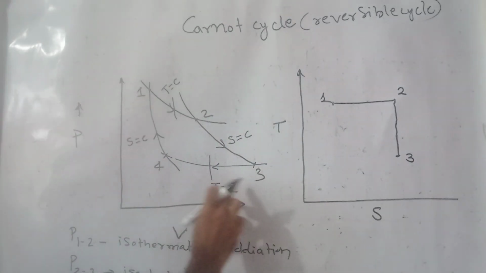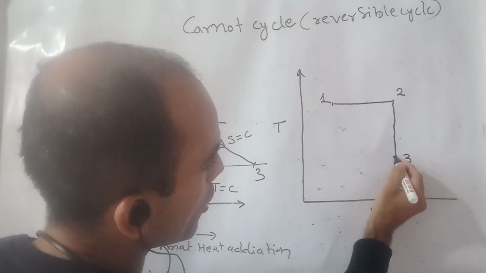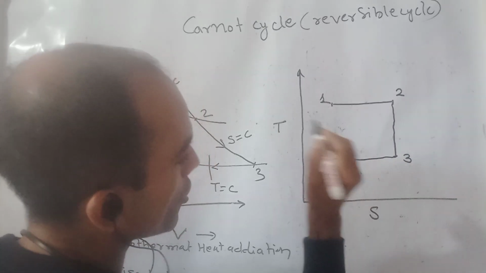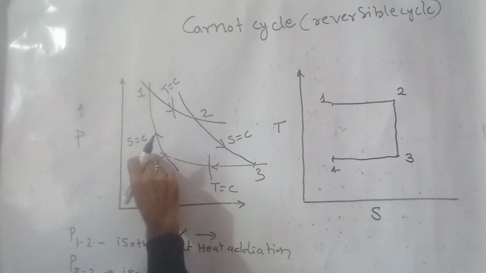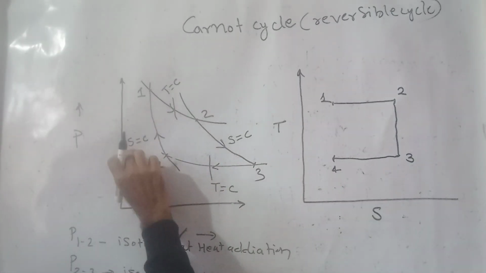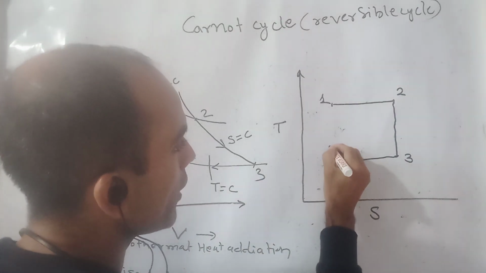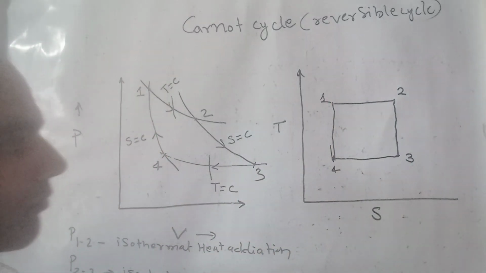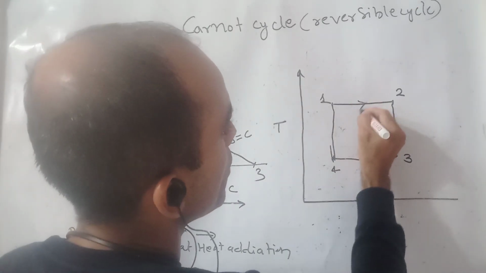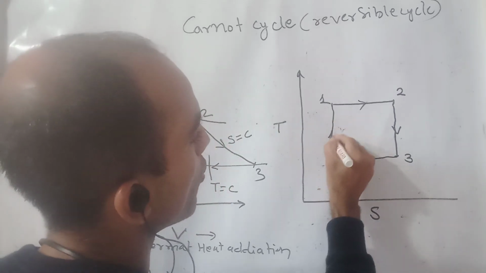Then 3 to 4 is the isothermal heat rejection, so again temperature remains constant. So from 3 the line goes horizontal, and this is point 4. Now 4 to 1 is the isentropic compression where entropy remains constant. So 4 will be joined to 1 with the help of a straight vertical line. Now 1 to 2 is represented by this arrow, 2 to 3 this arrow, 3 to 4 this arrow, 4 to 1 this arrow.